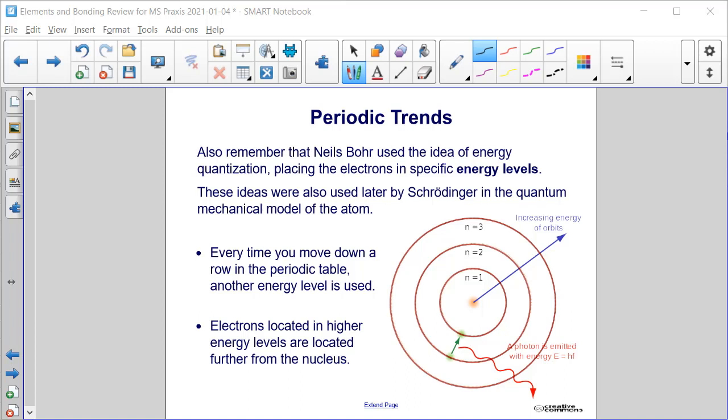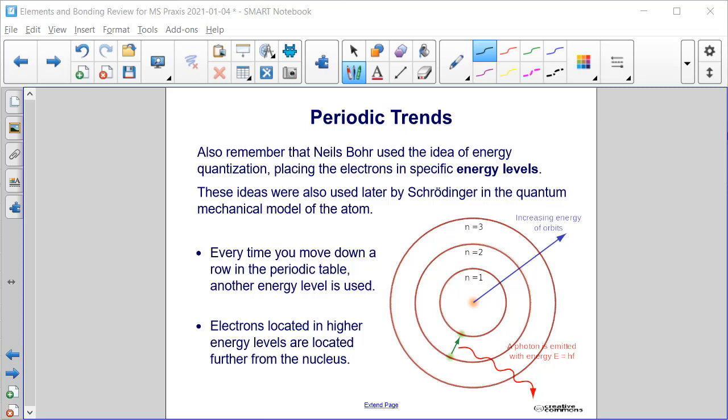All right, as a reminder from the physics portion of your review, Niels Bohr used the idea of energy quantization, placing electrons in specific energy levels. These ideas were also used later by Schrödinger in the quantum mechanical model of the atom. This is important in how the periodic trends lay out across each period and down each group.